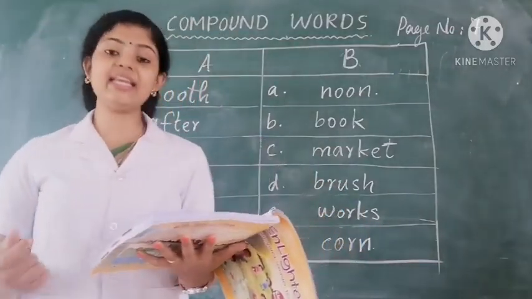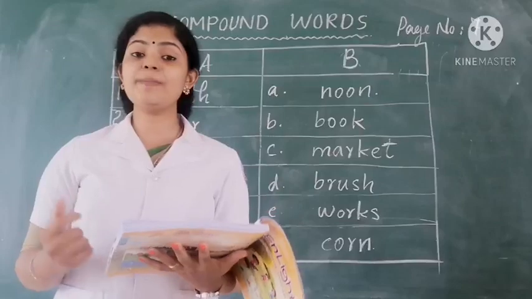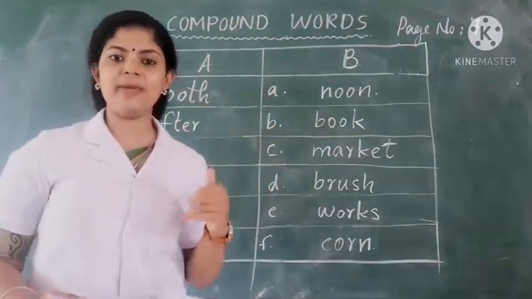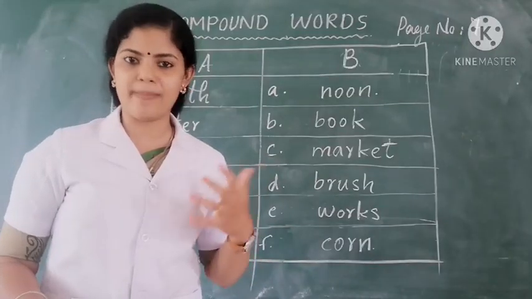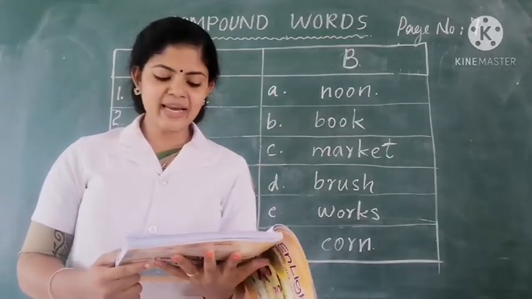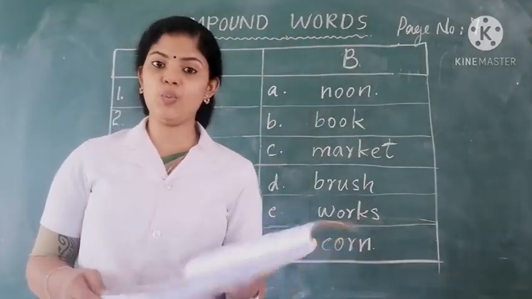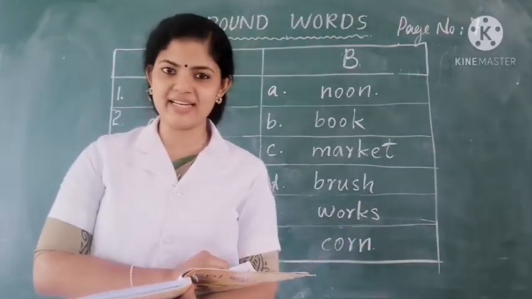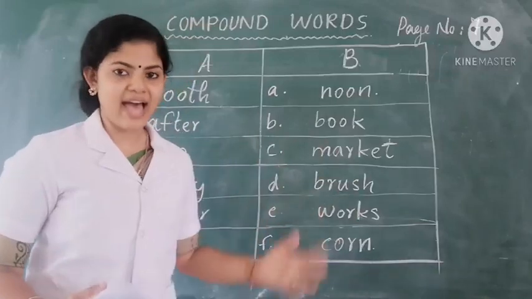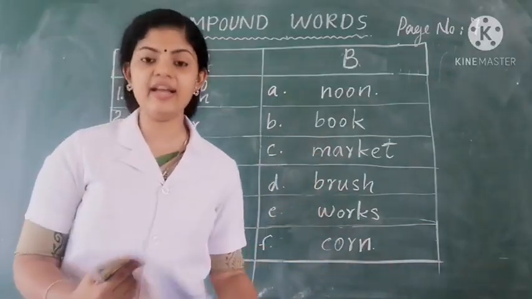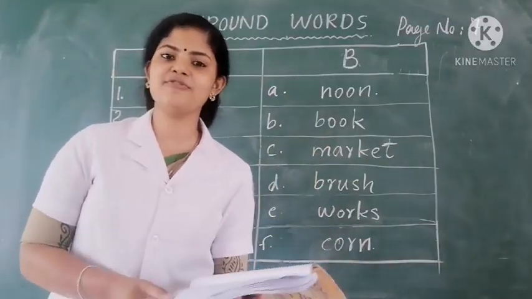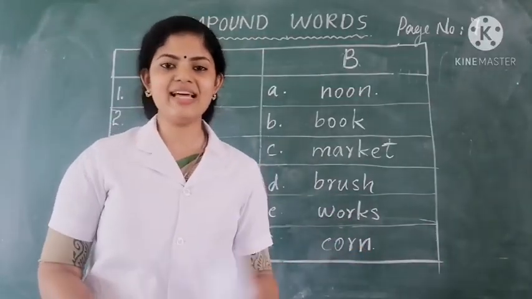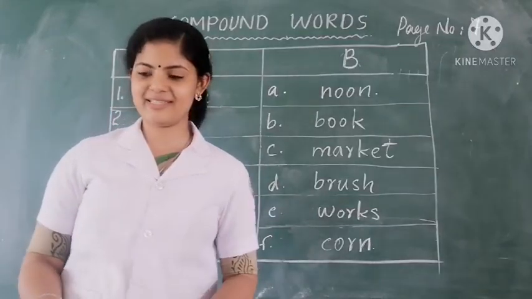Children, in your textbook, page number 7, you can see this activity. Match the words in A and B to make compound words. You have to match section A with B to make a new compound word. Complete the sentences with the new words. On the next page, you can see some incomplete sentences. After doing this activity, you will get the compound words and use those compound words to fill the blanks in these sentences. So first, let us make the compound words.